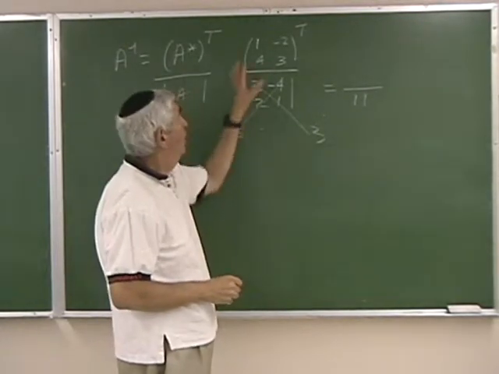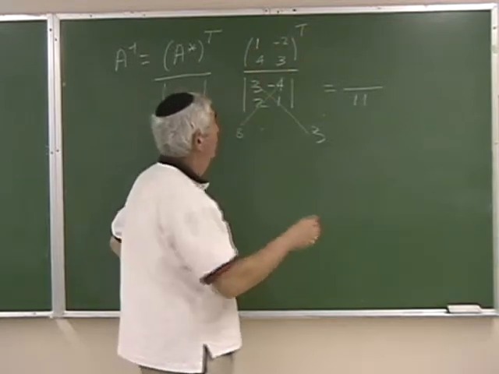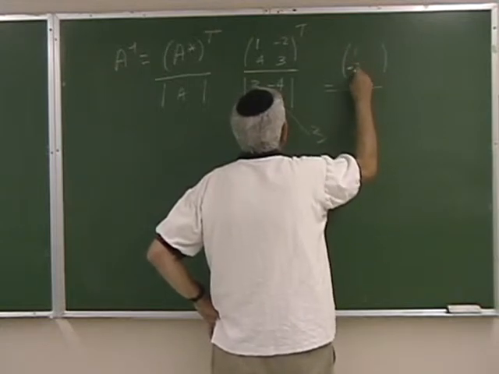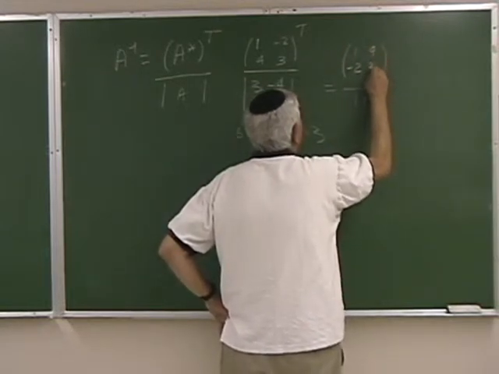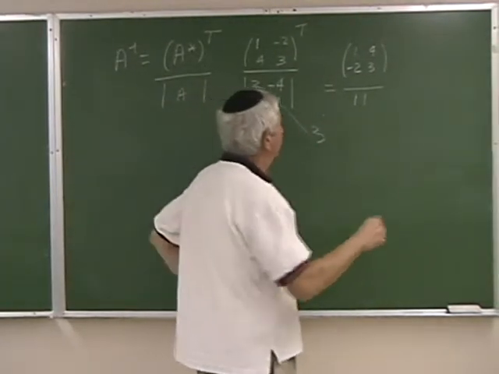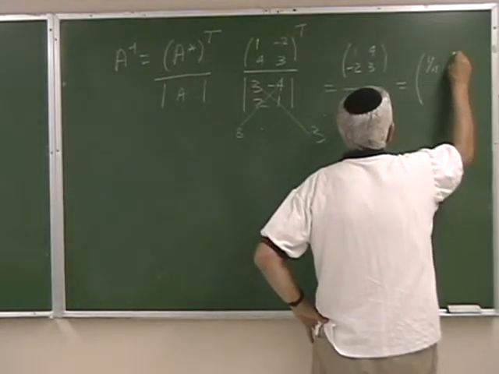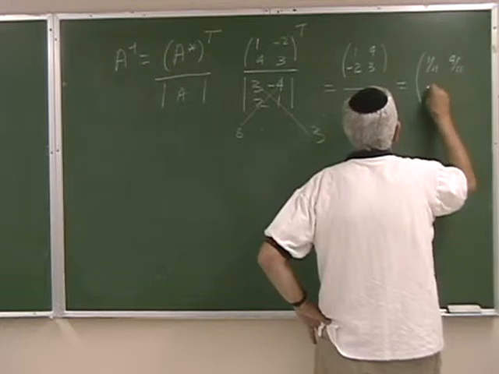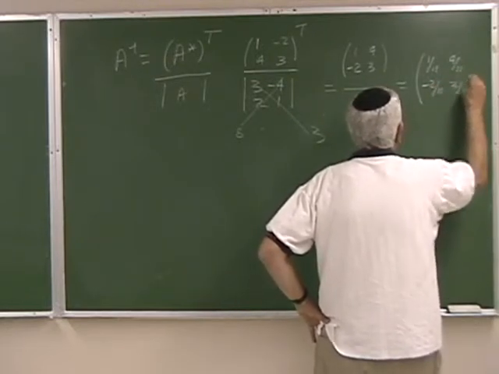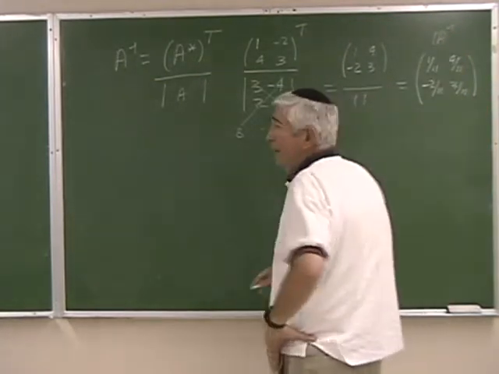Now, the transpose of a matrix means that you take each row and make it into a column. So in this column, you have 1, minus 2, 4, and 3. And all of this is divided by 11. So the inverse matrix is 1 divided by 11, 4 divided by 11, minus 2 divided by 11, and 3 divided by 11. Now this is A inverse.